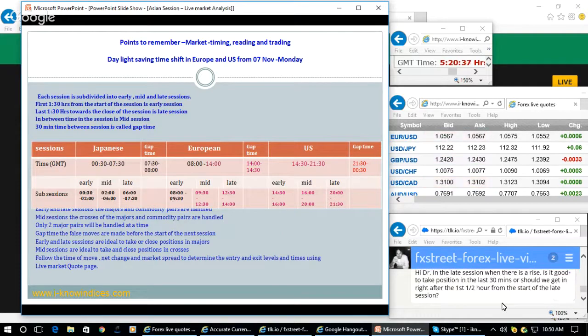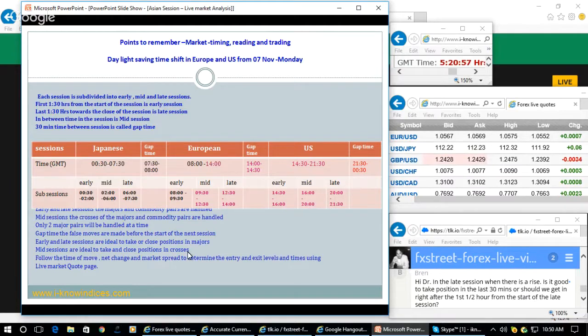Here is a question. In the late session, when there is a rise, is it good to take a position in the next 30 minutes, or should we get in right after 1.5 hours from the start of the late session?